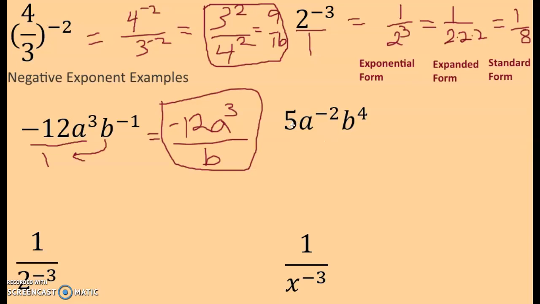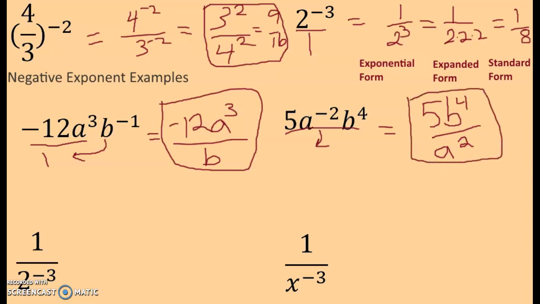Okay, let's look at the next one. 5 times a to the negative second power times b to the fourth power. Well, the 5 was positive this time, but the exponent on a is not. So we're going to flip that a squared over the bar. So it becomes 5 times b to the fourth power divided by a squared. Notice that the negative sign becomes a positive, and it goes from the numerator to the denominator. Whenever you flip a power over the bar, the exponent changes signs.